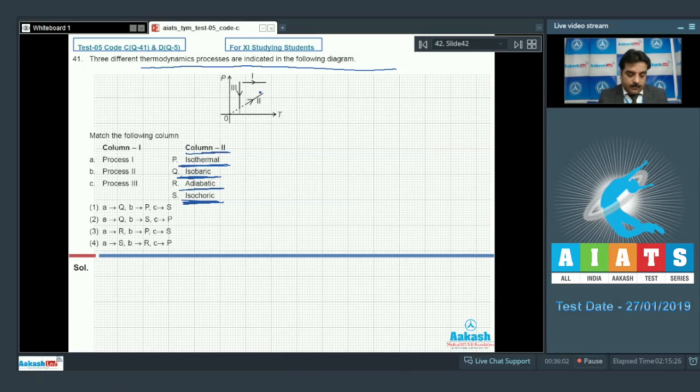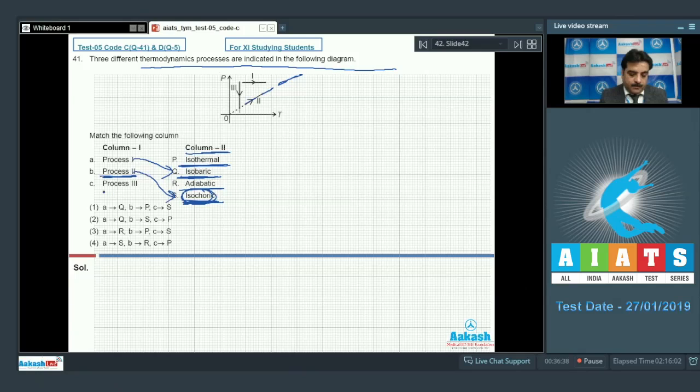Now if I go for process number 1, you will see A is matched with Q, because in process number 1 pressure is constant. Pressure constant means isobaric. And if I go for process number 2, it is isochoric, because volume is constant in this process. In the PT graph, a straight line is there, as you can observe. So I can say B is matched with S.